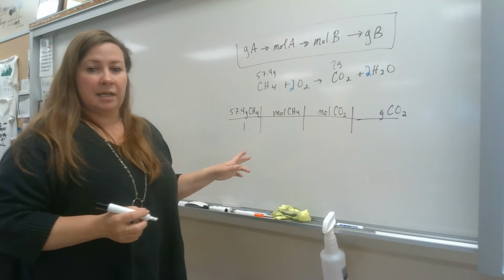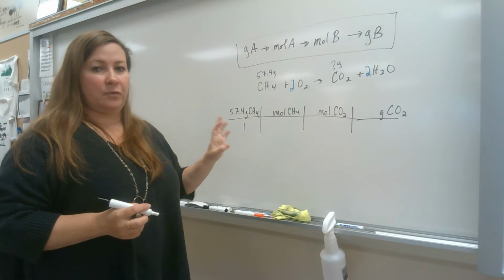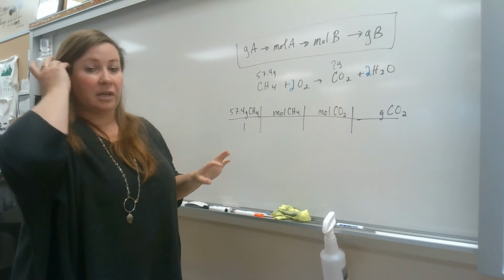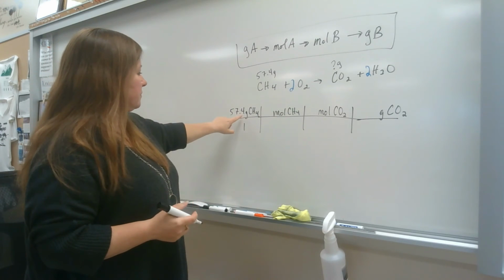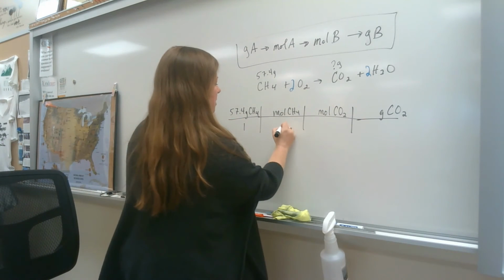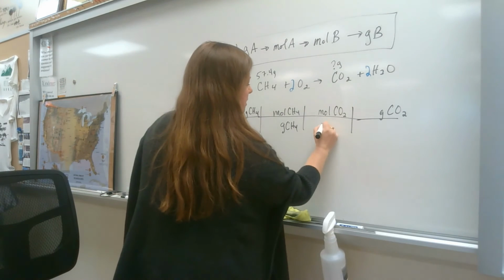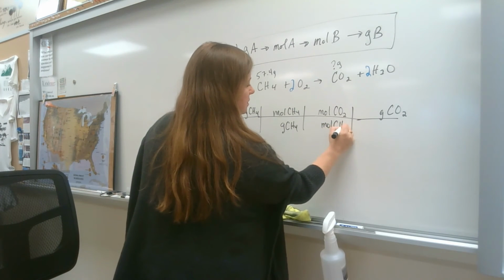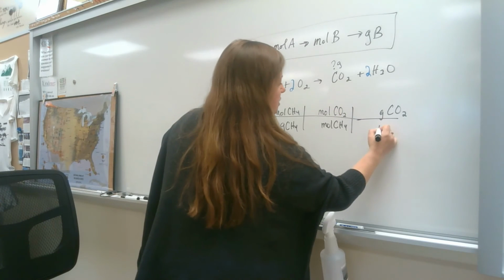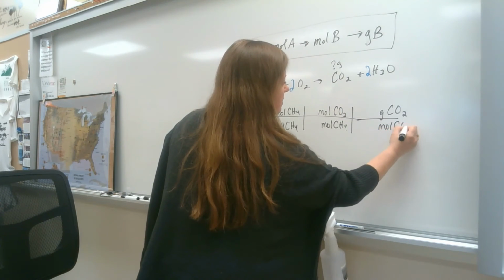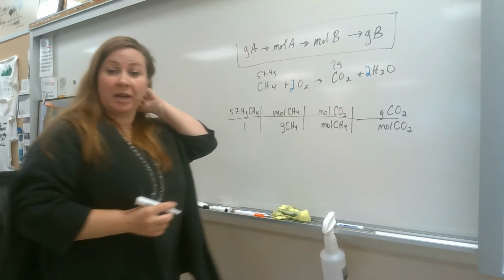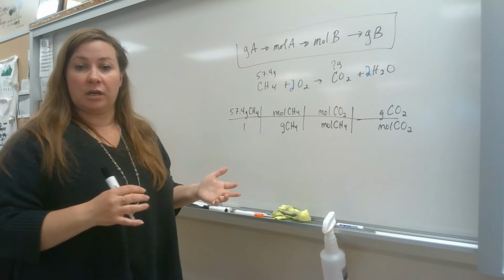So it's a good idea to set up your fractions before you do any math, before you put in any numbers, just with the units. So grams of CH4 is going to come down here to cancel. Moles of CH4 is going to come here to cancel. Moles of CO2 here. And now all we have to do is figure out what numbers go in each box.